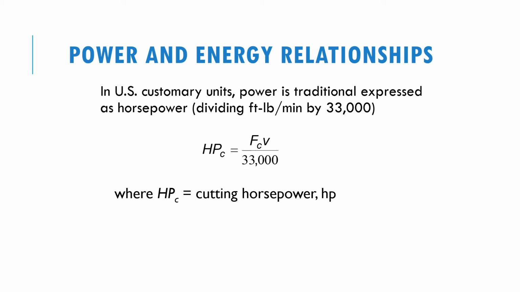So you know that, like the aircon, you know how much the horsepower is, right? So that's the same for the machine tool also. In order to convert that, you have to divide the FC times V that we calculate for the power by 33,000. So you will have the cutting horsepower.